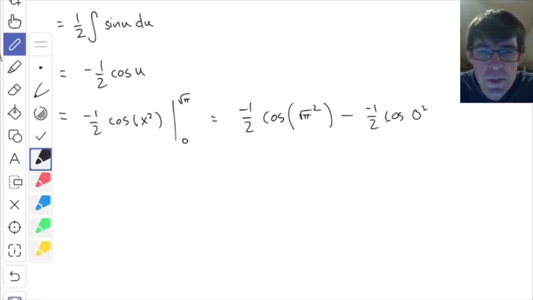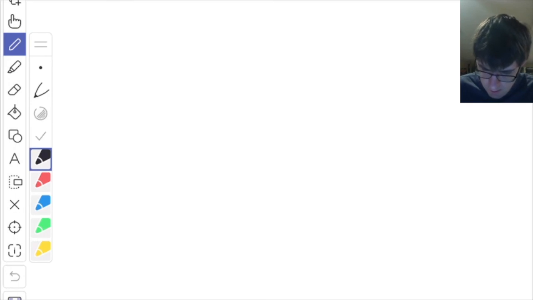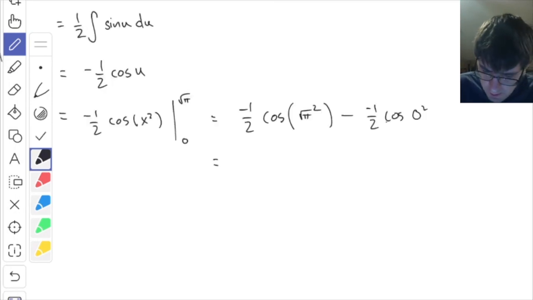Anyone remember what's a cosine of 0? You can show me the fingers if you want. I saw someone. It's 1. Yeah, so this part is going to be just plus 1/2 at the end, right? Because that cosine of 0 is 1.